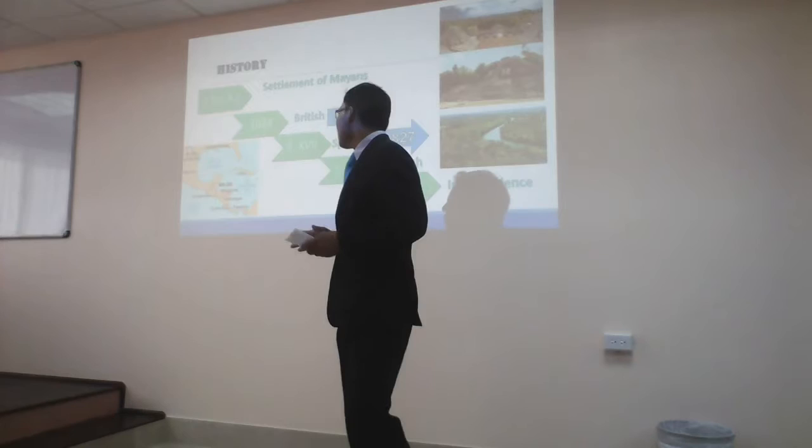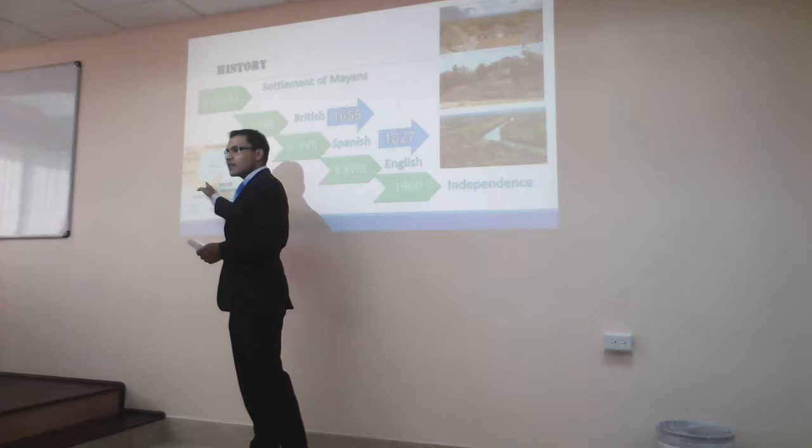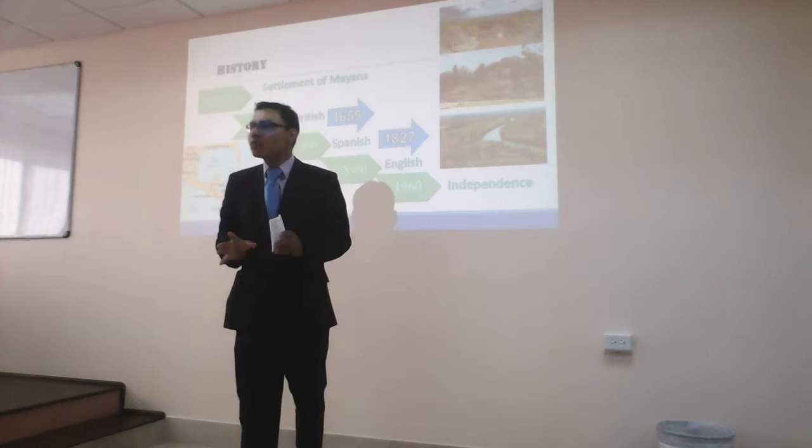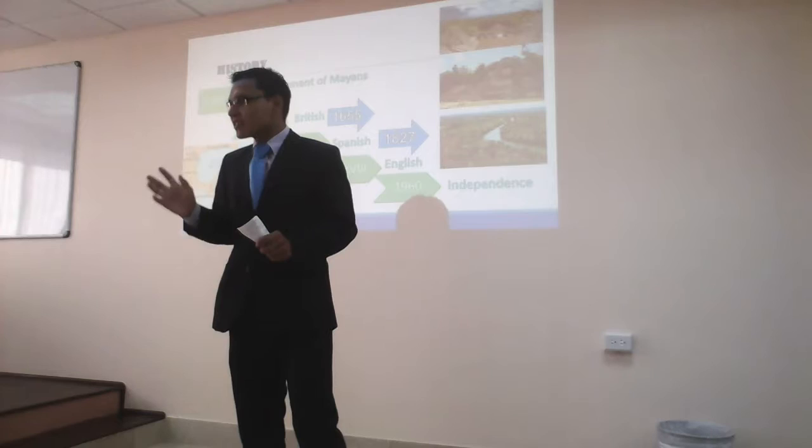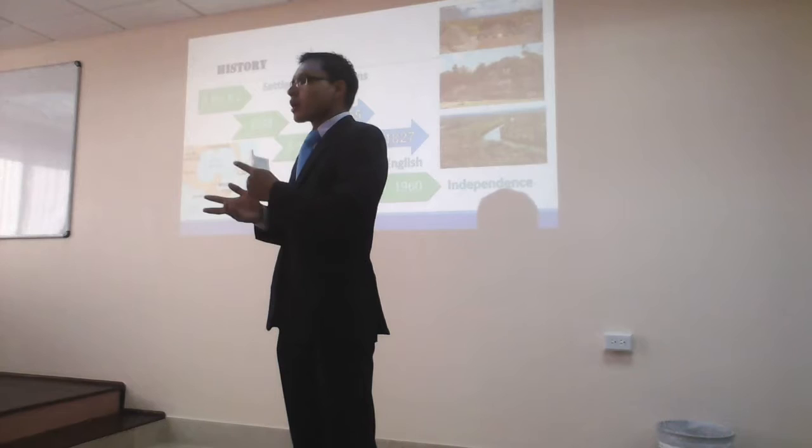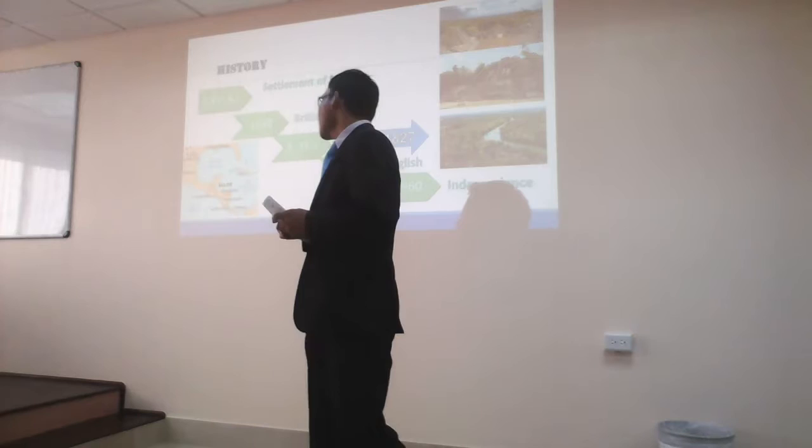Then they started to get into the inland zone, and they found the offspring of the Maya, who were still existing. So in the culture we have a mixture, a melting pot of black people, Caucasian people, and Mayan indigenous people. So imagine what the roots of this country could be. Until the independence in 1960, okay?